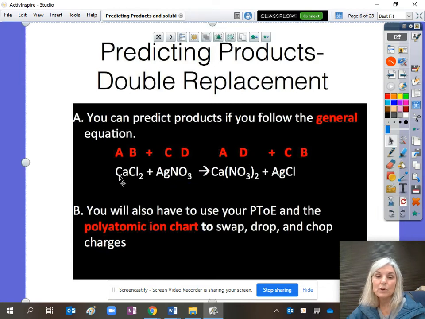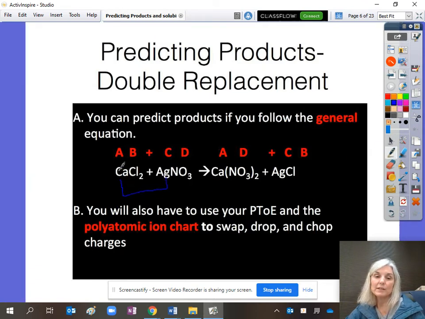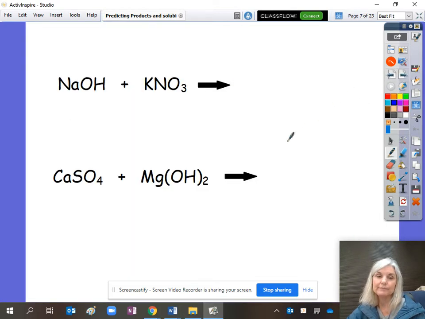This calcium will swap out with the silver. So they're going to switch places. The positive will switch with another positive. So you have to use your periodic table and your polyatomic ion sheet. That's what PTOE is, periodic table of elements. So let's see how this works.